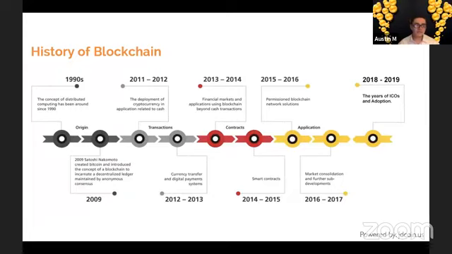So 2012 to 2013, the Bitcoin market surpassed over 1 billion. And in 2013, Vitalik Buterin, who we will talk about soon, released the Ethereum white paper. And again, as mentioned, Satoshi Nakamoto released his white paper, the Bitcoin peer-to-peer cash system, in 2009.